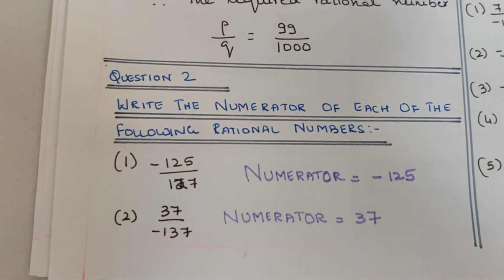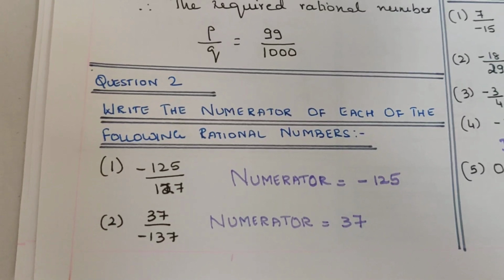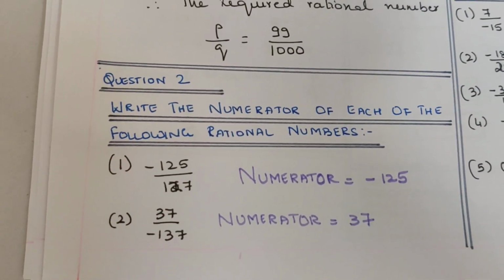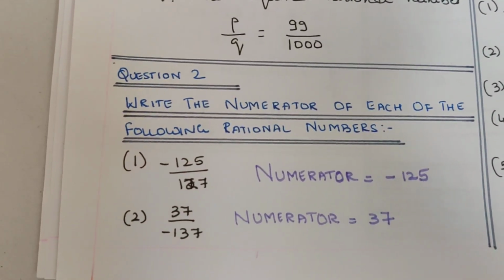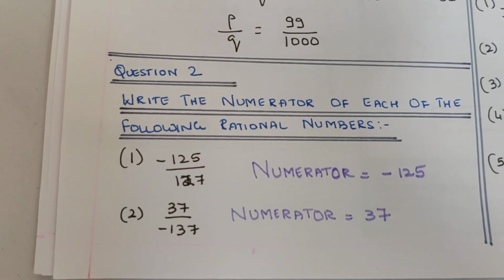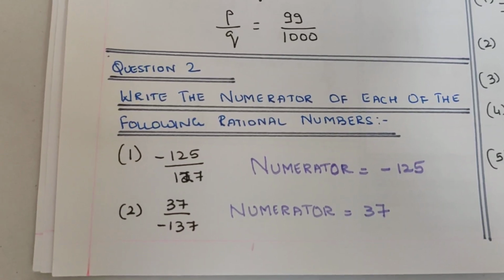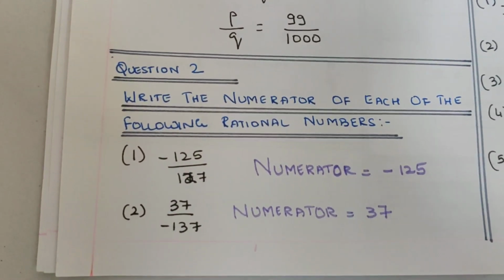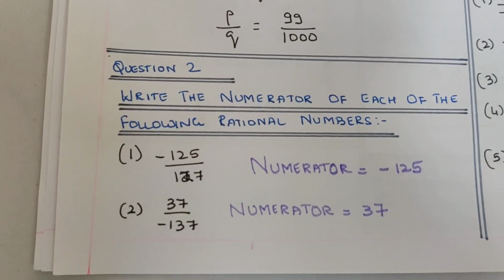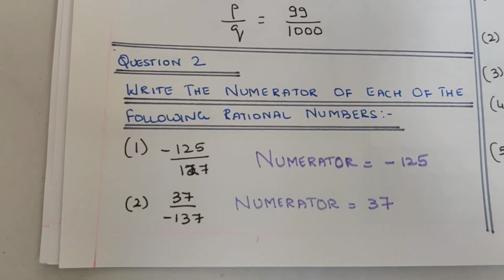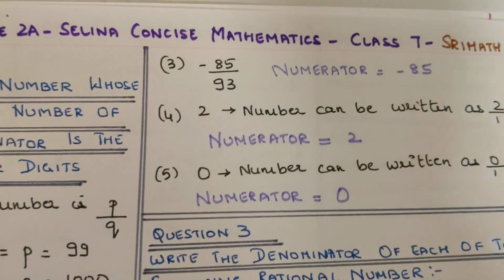They're asking you to write the numerator of each of the following rational numbers. They've given minus 125 by 127. What is the numerator? Easy. Numerator is equal to minus 125. 37 by minus 137. What is the numerator? 37. Isn't it easy? Let's quickly move on to the next sum.